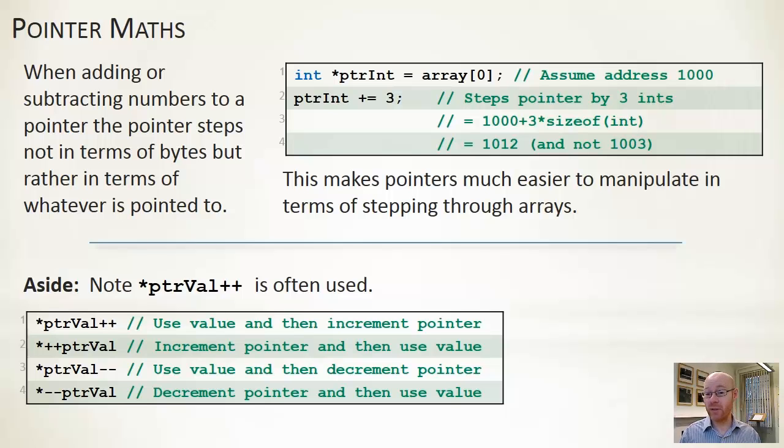We have a post increment in line 2. So in this case, we've got a pointer to, let's say, an array.